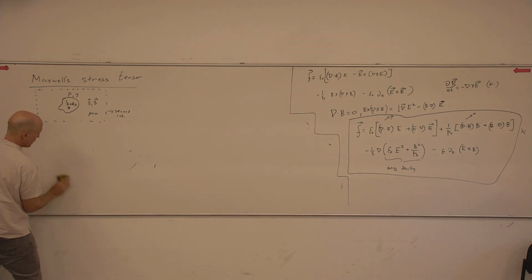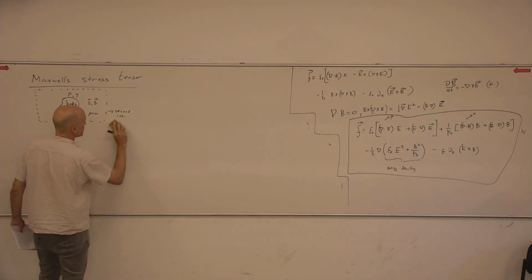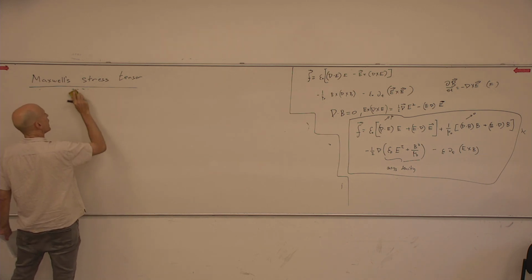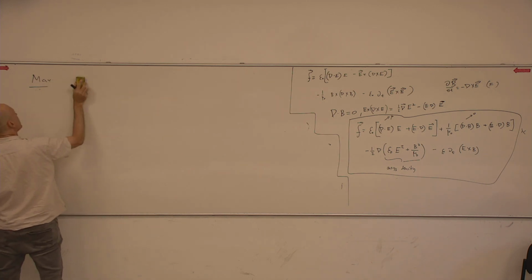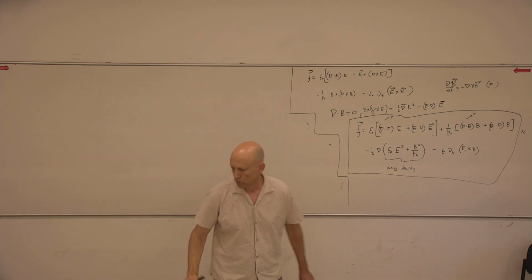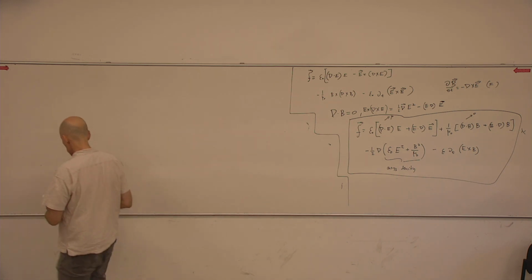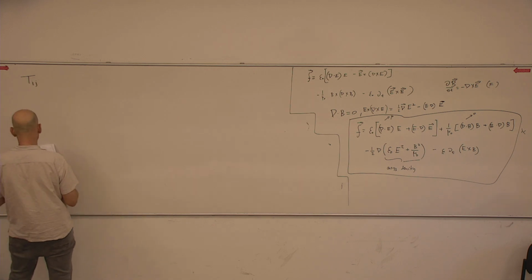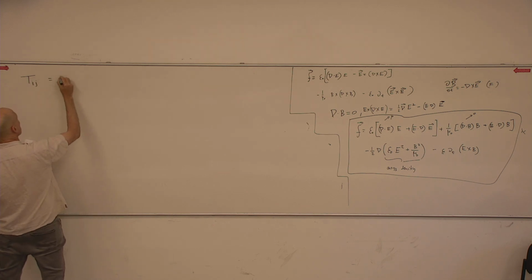So I'm going to define a matrix. The matrix has 2 indexes, which are I and J. I and J correspond to the x, y, z coordinate system. So the Maxwell stress tensor, I'll just put it on the board, Tij, is equal to the following thing.